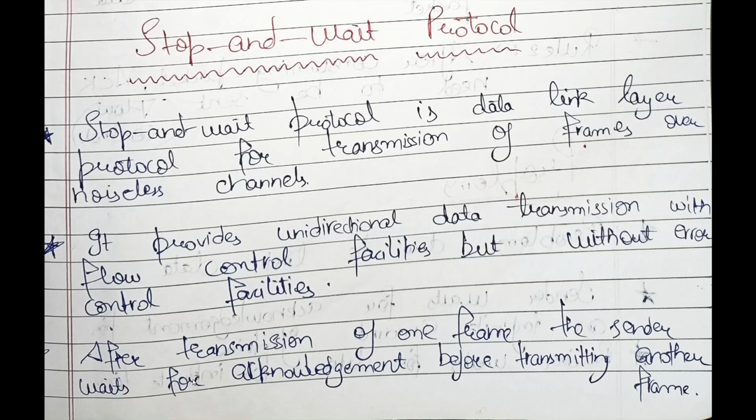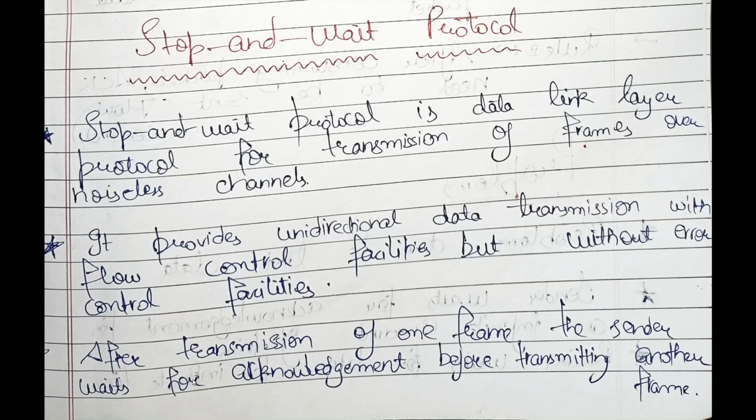Stop and wait protocol is a data link layer protocol for transmission of frames over noiseless channels. It provides unidirectional data transmission. Mark my words, unidirectional data transmission with flow control facilities, but without error control facilities. So the flow of data in stop and wait protocol is going to be unidirectional. It is certainly going to have flow control facilities, though it's not going to have error control facilities.